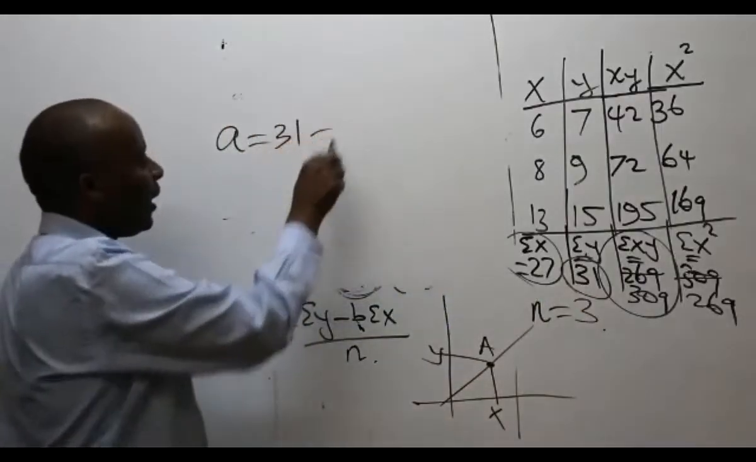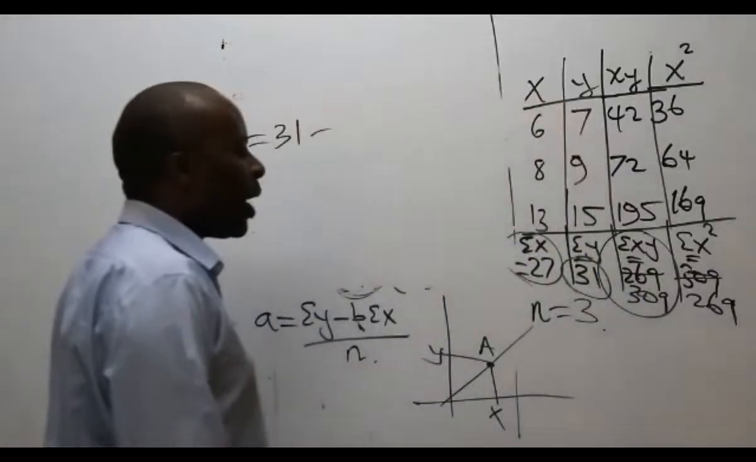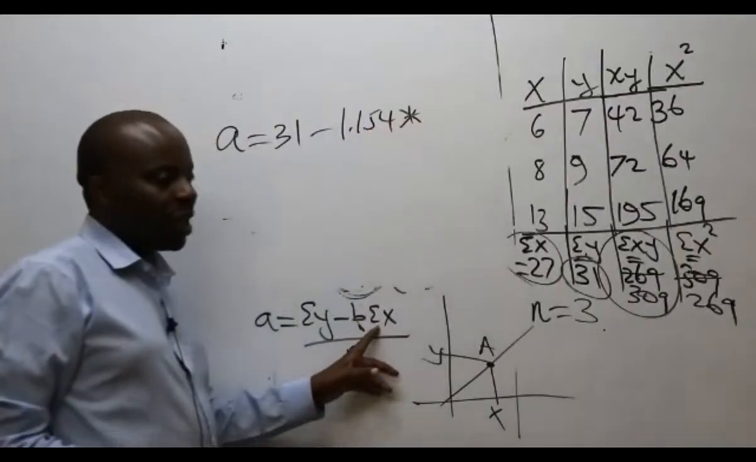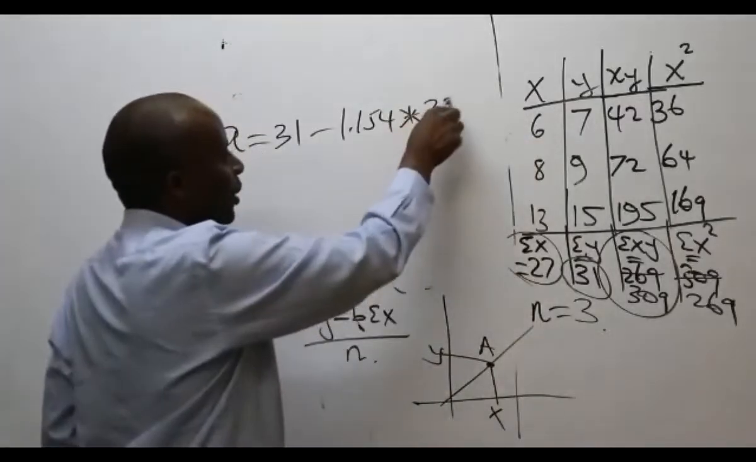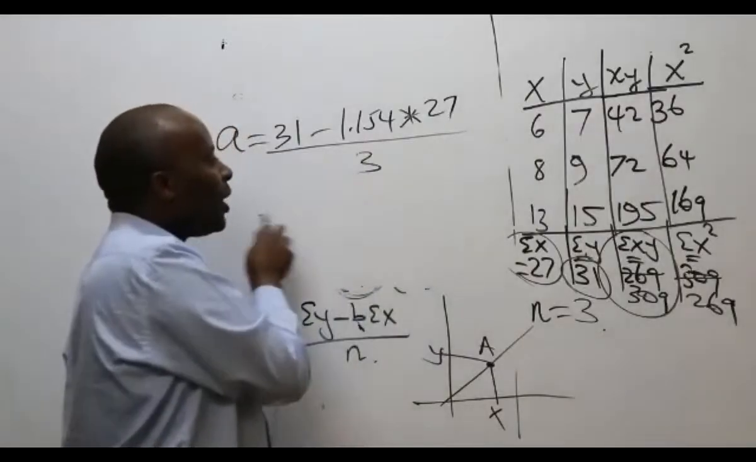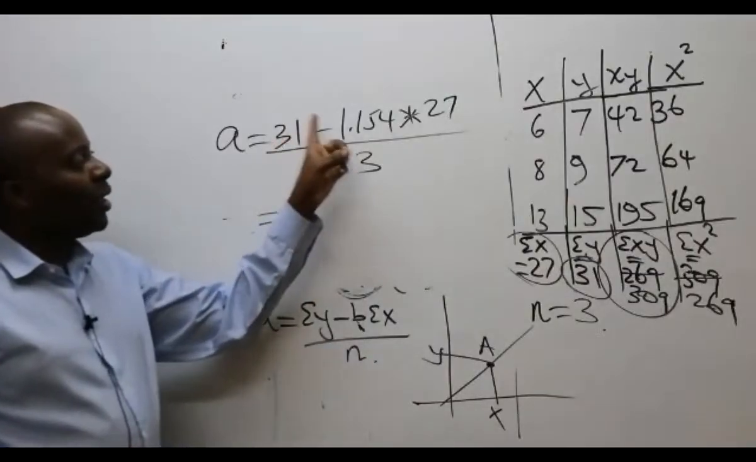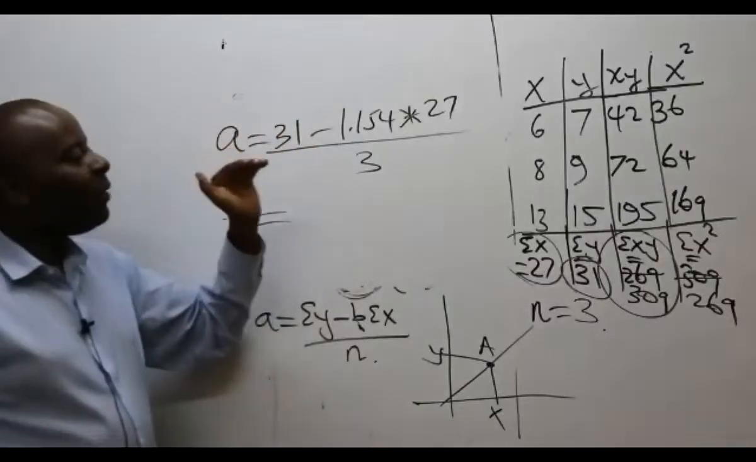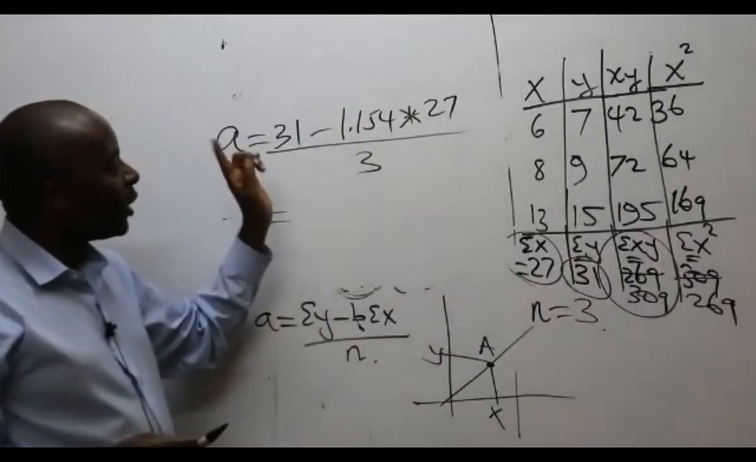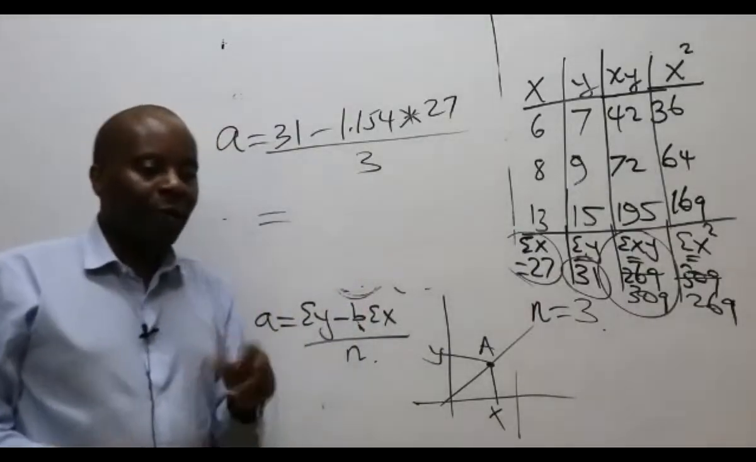It is 31 minus the value of B that we got. The value of B that we got, ladies and gentlemen, was 1.154 times summation of X. Summation of X happens to be what here, somebody? 27. Everything has to be divided by N, which is 3. So here you have to be very careful. Please pick the numerator alone. Remember, this over is like brackets. So if it's like brackets, first evaluate the numerator value and then the denominator value separately, and then go ahead to give us the quotient.